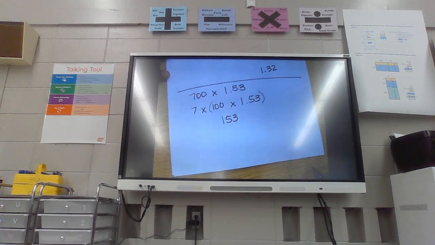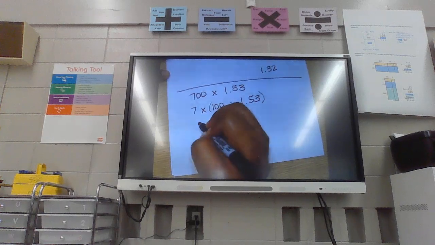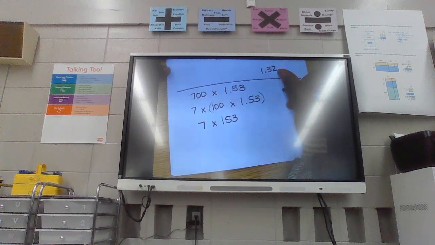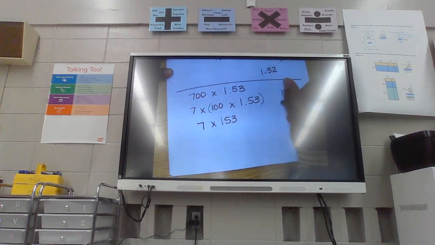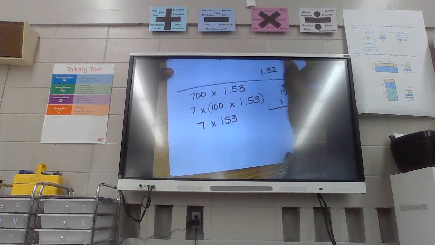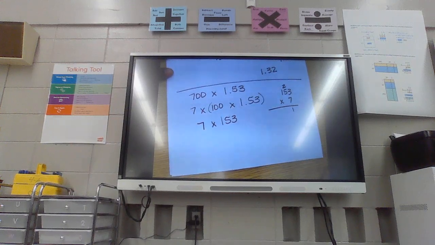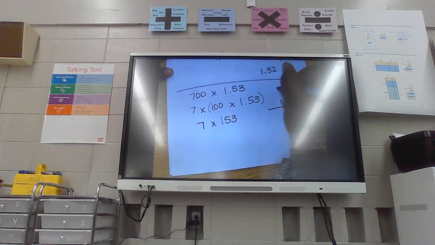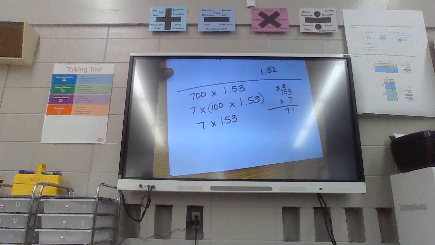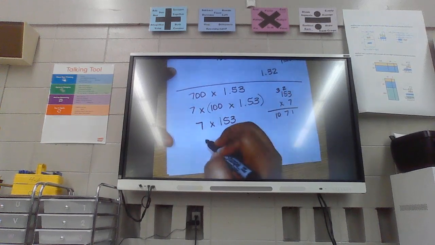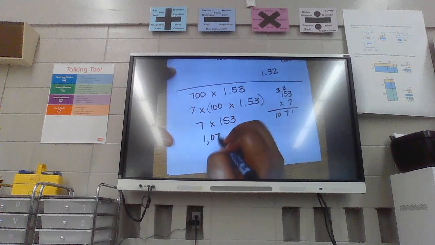And I still have to multiply this by what? 7, right? And so now off to the side, I can write 153 times 7, and that's a normal multiplication problem, right? 7 times 3 is 21. 7 times 5 plus 2. 7 times 1 plus the 3. 10, right? And I know that my answer is going to be 1,071.